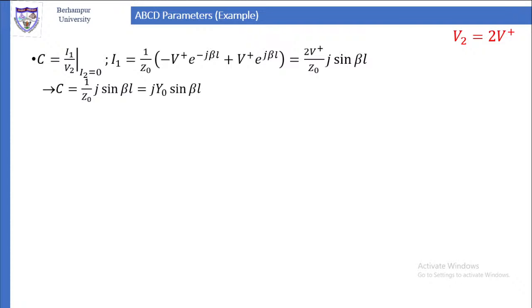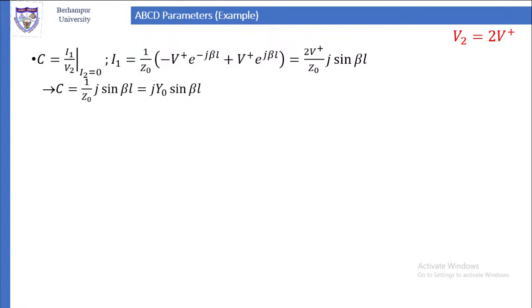So C will be I1 by V2. So find out what will be I1 by V2. I1 by V2 will be equal to 1 by Z0 j sin beta L, because V2 is equal to 2V plus. And so use that.